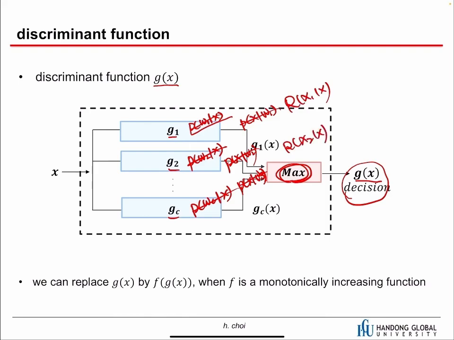And so on. So based on these functions and this max operator, we can define one decision function. In machine learning algorithms, we have many different decision functions, not just based on these probabilities. So we can find this decision function directly. And we can replace g of x by f of g of x when f is a monotonically increasing function.